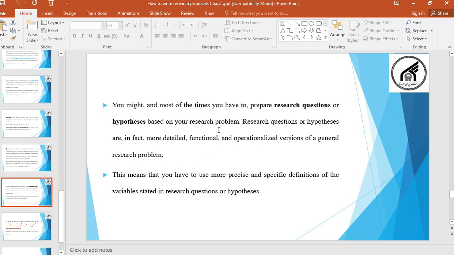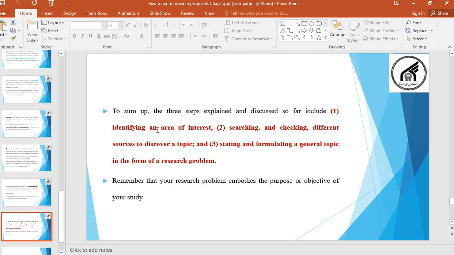All right, we do not have hypotheses in all types of research, but normally in confirmatory research, in those kinds of research in which we normally have statistical analysis, we should include the hypothesis also after research questions. This means that you have to use more precise and specific definition of variables stated in research questions or hypotheses. And also you have to have some operationalized definition of your variables in the first section of your proposal.